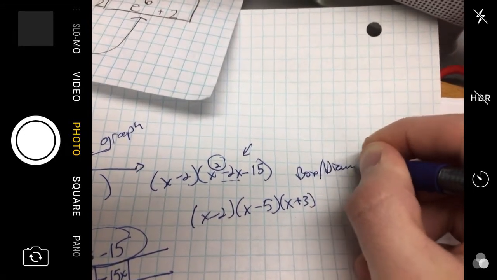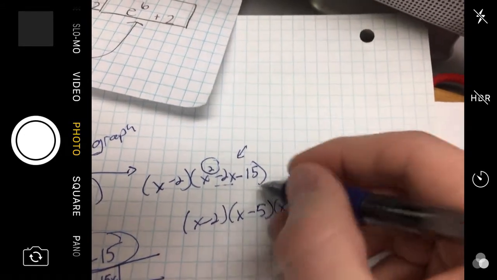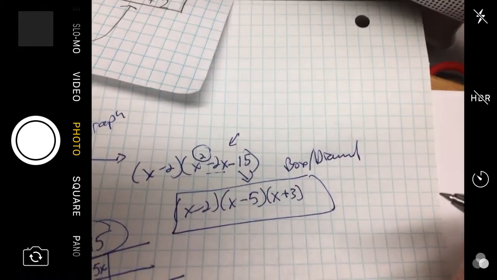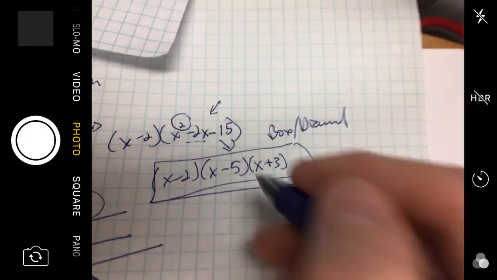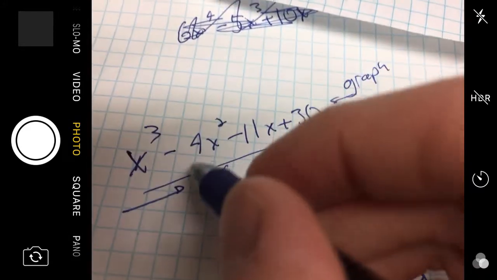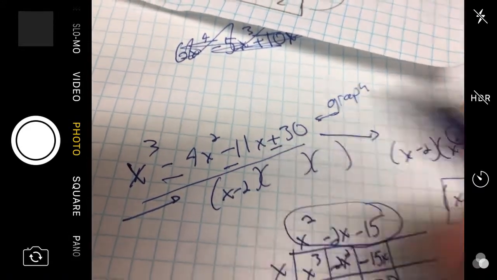Okay, that's that process that we just did right there, to go from here to breaking it up into these two. So there's my final answer, and that's how I get this polynomial broken up into a bunch of factors. So it's written as a product, these are all multiplying, versus written as a sum, adding and subtracting between all the terms.